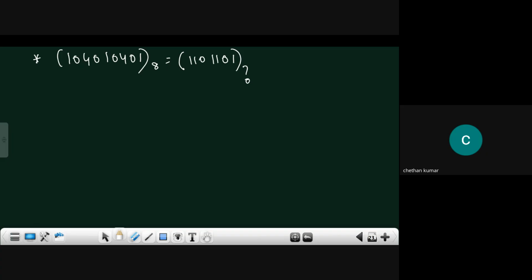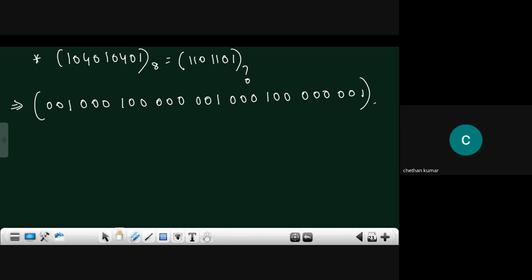So here you need to understand the trick. If you see any very big number, octal or hexadecimal, always try to convert the octal or hexadecimal number into binary. If I convert this number into binary, how can I convert? 1 means 0, 0, 1. 4 means 1, 0, 0. Again 0, 0, 0. 1 means 0, 0, 1. 0, 0, 0. 1, 0, 0. 0, 0, 0. 0, 0, 1. This number is in binary, and this is equivalent.